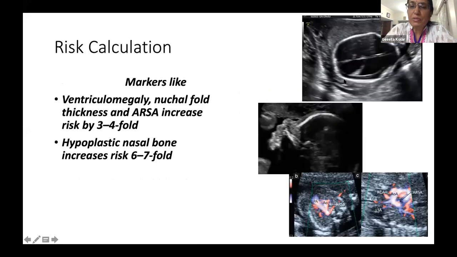The important markers to look for are ventriculomegaly, that means the ventricles are more than 10 millimeters, nuchal fold thickness more than 6 millimeters, and ARSA. When we find these three markers, ventriculomegaly, increased nuchal fold thickness, or aberrant right subclavian artery, these increase the risk of trisomy by 3 to 4-fold. Hypoplastic nasal bone increases the risk 6 to 7-fold. So these today are the important markers, and these should definitely be offered a karyotype.